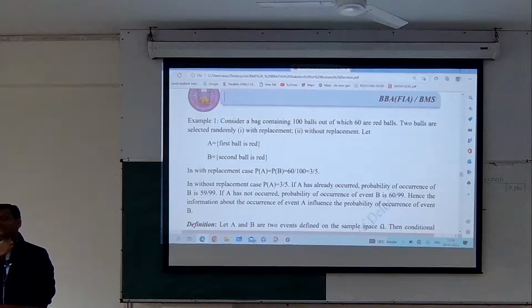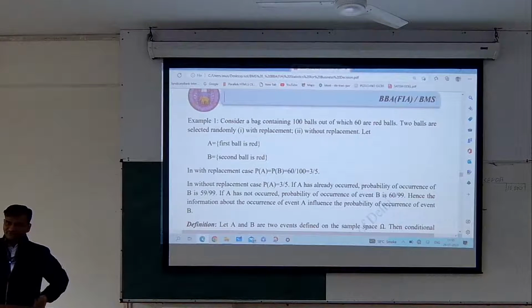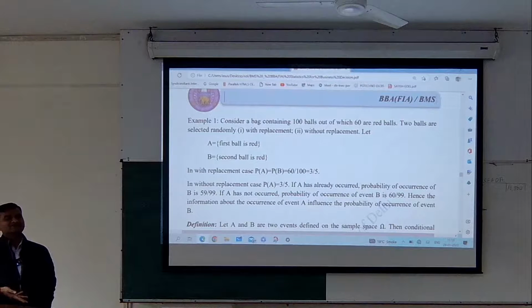इन्होंने इसका लिया बॉल्स का. Let us consider a bag contains 100 balls and out of which 60 are red. Okay, 60 आपके red balls है, and 2 balls are selected randomly. Randomly means all the balls have equal chance. Okay, सबको मौका मिल रहा है इक्वल, ये नहीं है किसी को कम किसी को ज्यादा. All the balls have equal chance to be selected. So 2 balls are selected randomly with replacement and then without replacement.